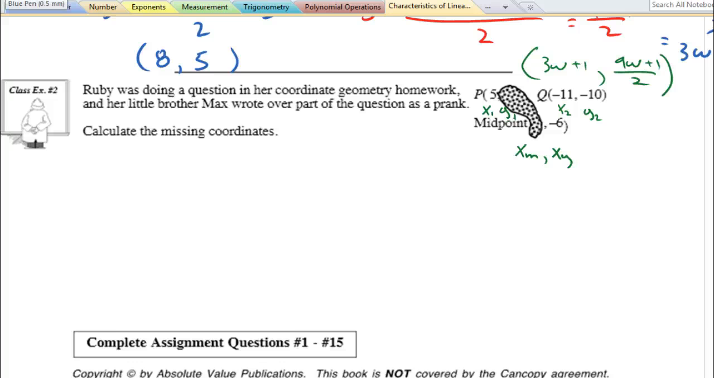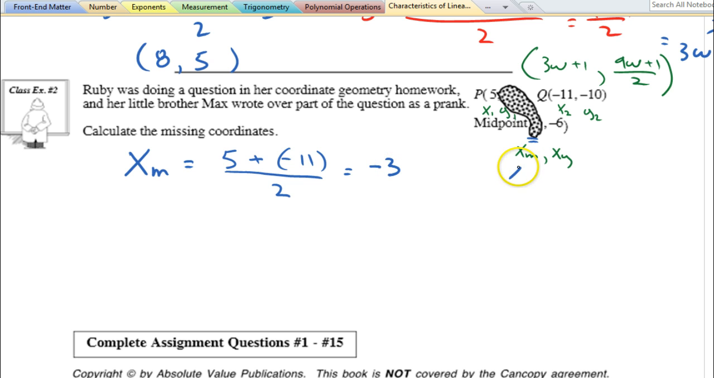Let's do x in blue. So the midpoint of x is, just add the two together, x1 and x2, which are 5 plus negative 11, divided by 2, should equal xm, and that's the missing one there. So what do we get here? 5 minus 11 is negative 6, divided by 2 is negative 3. That would be there then, negative 3. So we solved that little part of the missing homework, and then we also got to get y1.